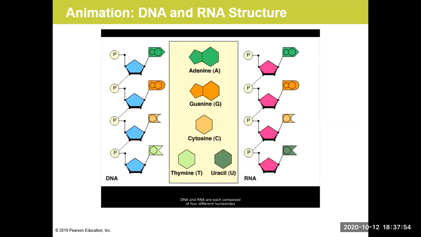DNA and RNA are each composed of 4 different nucleotides, which differ in their nitrogenous bases. 3 of the 4 bases are the same in DNA and RNA: adenine, guanine, and cytosine. The 4th base in DNA is thymine. In RNA, it is uracil.